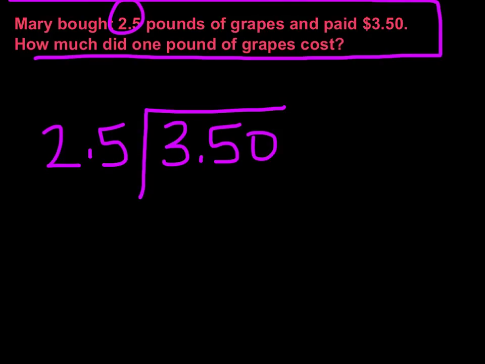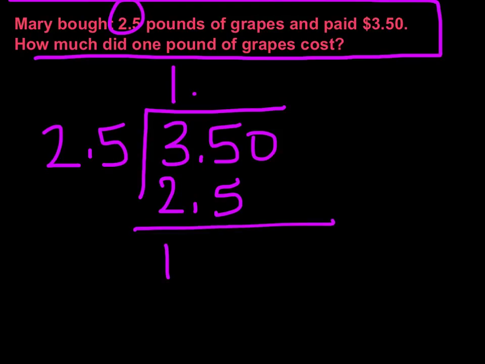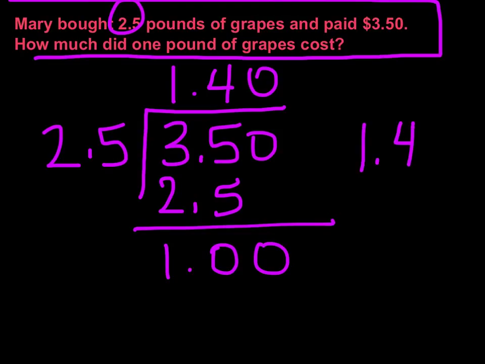So $3.50 divided by 2.5, excuse me, means, doing division the old-fashioned way, 2.5 goes in 1 time. I'm going to do the subtraction here. We're going to think of this as 25 and 100, and 25 goes into 100 4 times. Bring that 0 up, and we have $1.40 per pound.